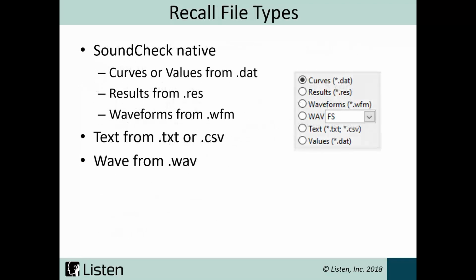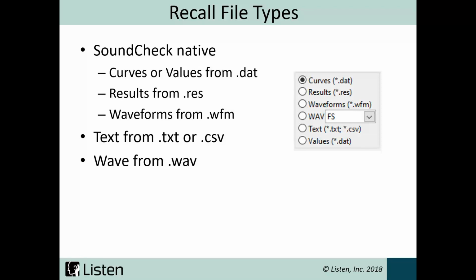We can select different file types to recall. The SoundCheck native format will bring in anything that was saved directly from SoundCheck. Curves are values from a DAT file, results from a .res file, or waveforms from a .wfm file. This is helpful because these formats save metadata. SoundCheck will remember their units, their scaling, if they were created by a stimulus step.